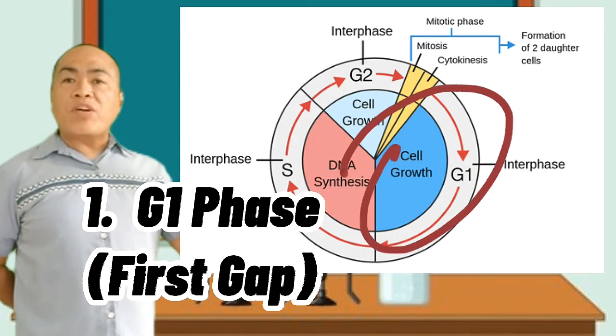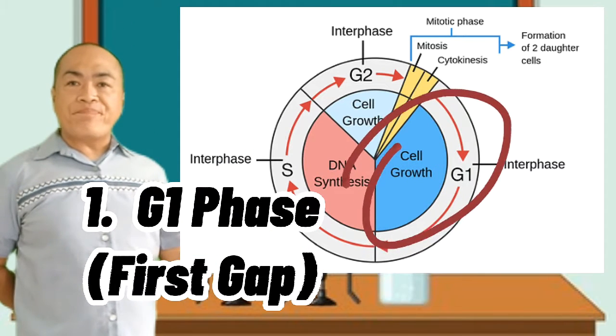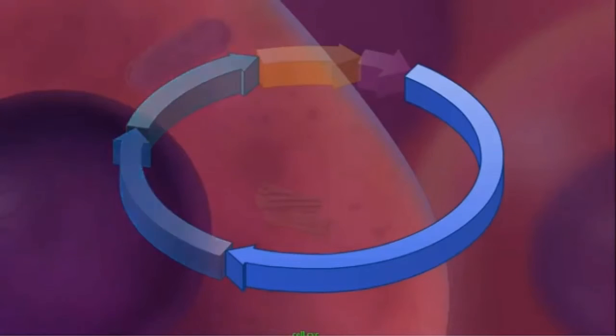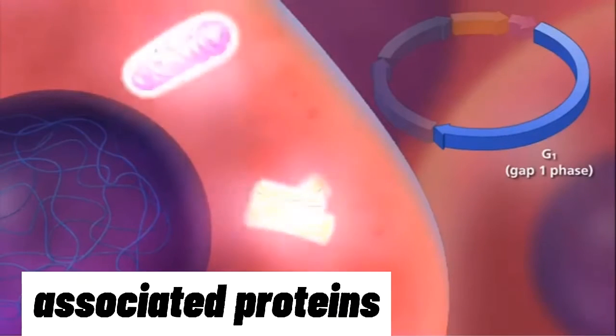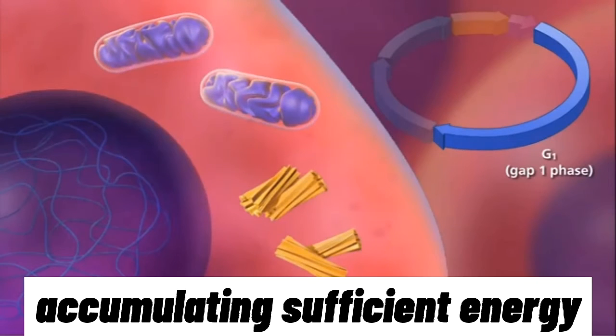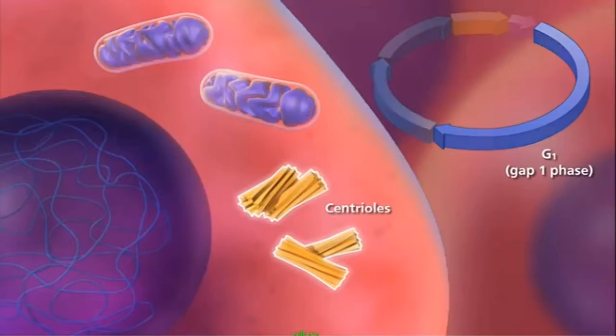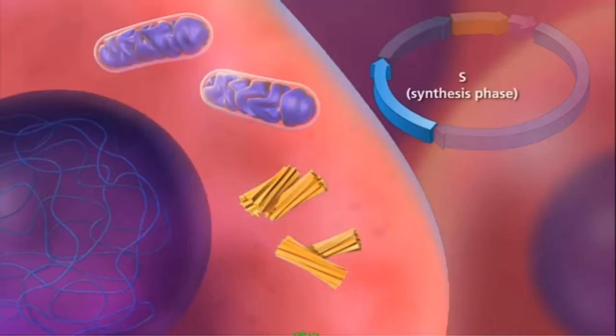Number 1 is the G1 phase or the first gap. In this stage, the cell is accumulating the building blocks of chromosomal DNA and associated proteins, as well as accumulating sufficient energy reserves to complete the task of replicating each chromosome in the nucleus.